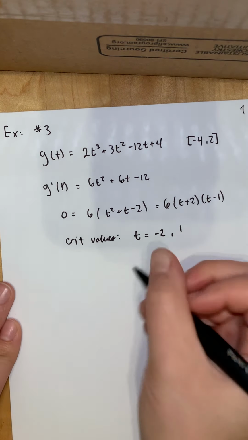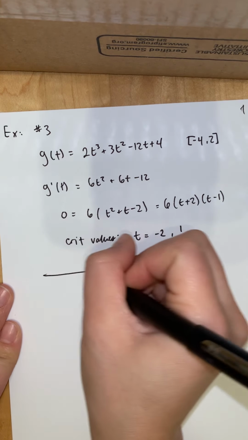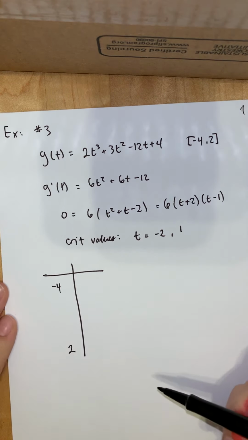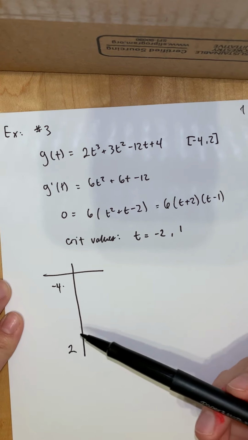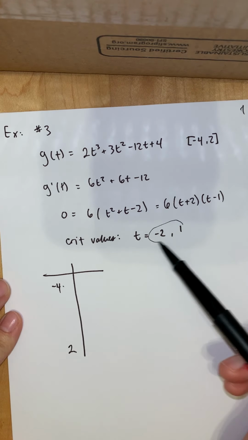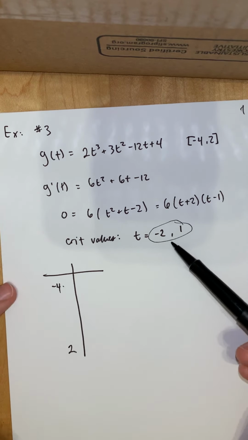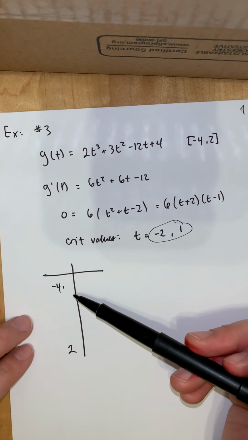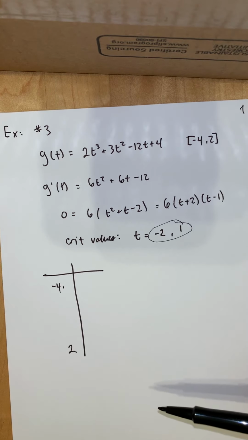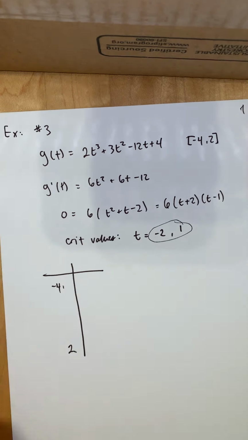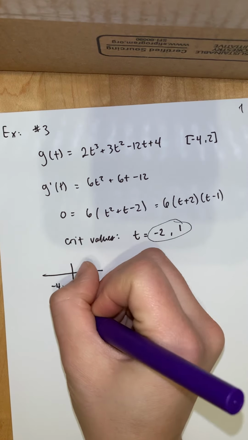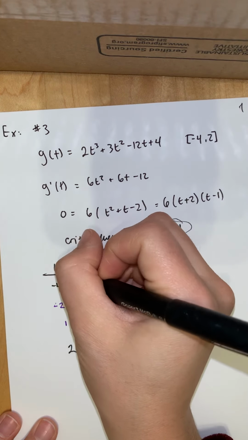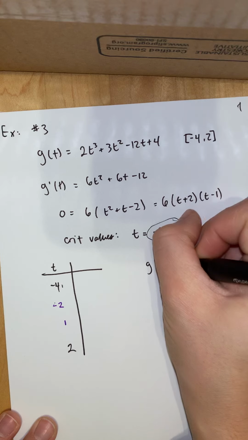Okay, now I'm going to make that chart over here. So I start with my endpoints, -4 and 2. And the reason why I start with my endpoints again is because I want to know which critical values I need to include. So for example, if my left endpoint was 0, like in the case of problem 2 on the exam review, I wouldn't include this -2. I wouldn't need to test it. But since I start at -4, I'm going to go -4, -2, 1, and 2. Now again, these are my t values, and I'm going to plug them into my original function g of t.